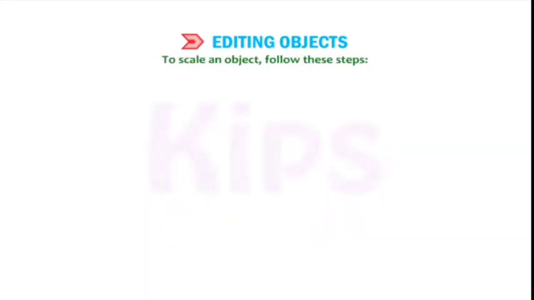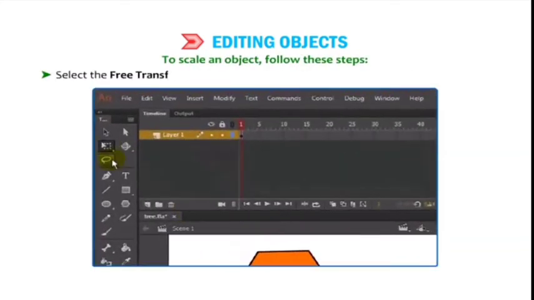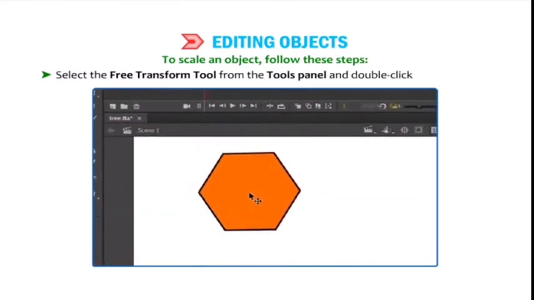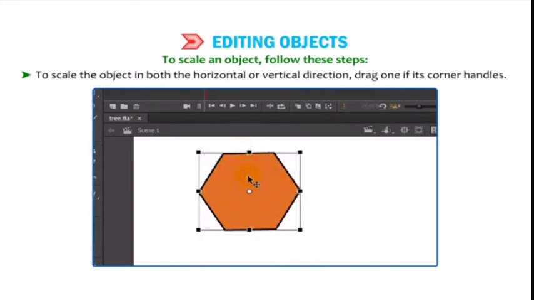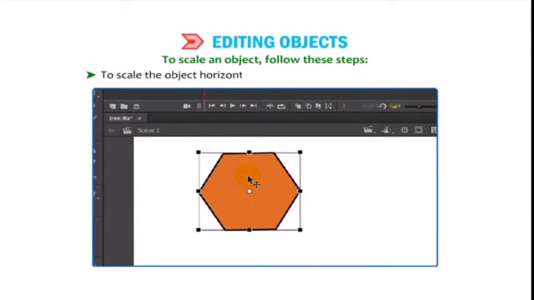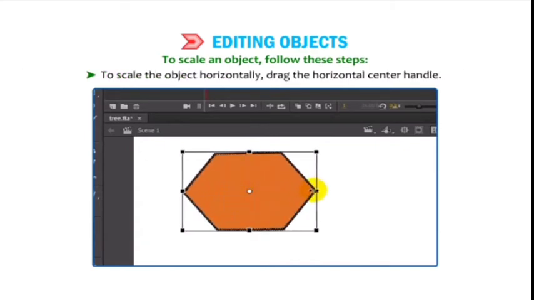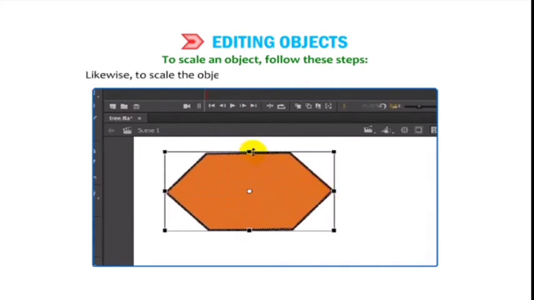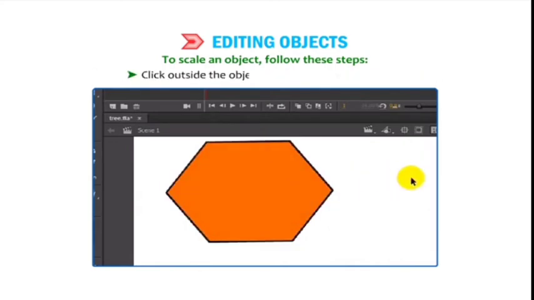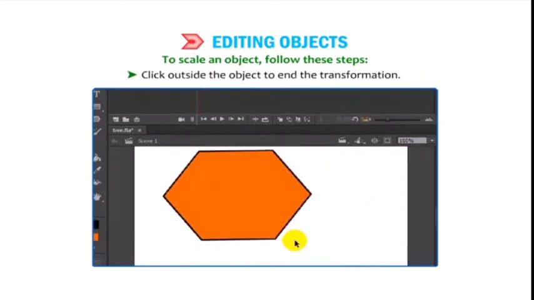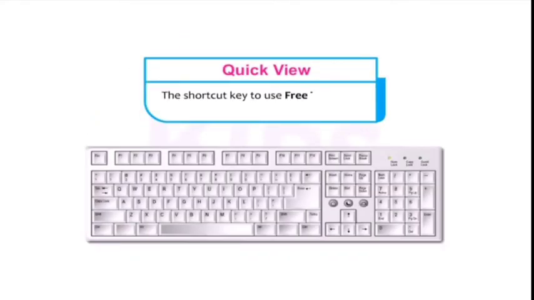To scale an object, follow these steps. Select the free Transform tool from the Tools panel and double-click on the object. To scale the object in both the horizontal or vertical direction, drag one of its corner handles. To scale the object horizontally, drag the horizontal center handle. Likewise, to scale the object vertically, drag the vertical center handle. Click outside the object to end the transformation. Students, let me quickly tell you that the shortcut key to use free transform tool is Q.